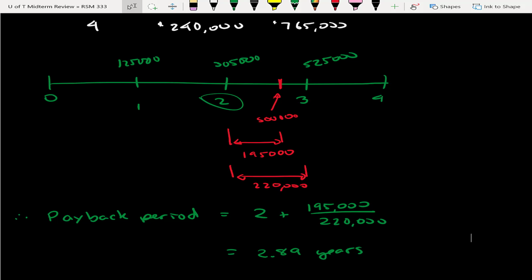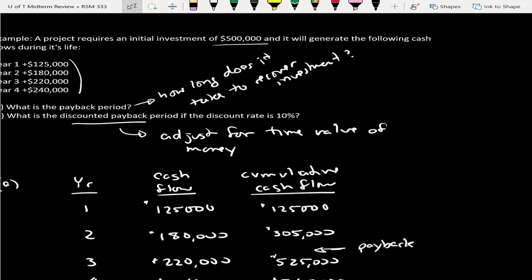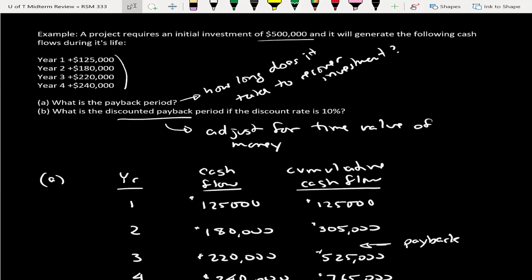Now, what if we want to consider the time value of money? Right now we're assuming that the value of the money we receive in year 4 is the same as the value in year 1, which isn't really correct. And that's what the second part of the question is asking. It was asking us, what is a discount payback period if the discount rate is 10%?